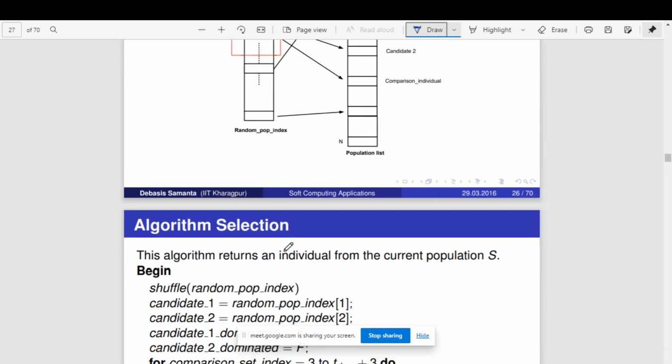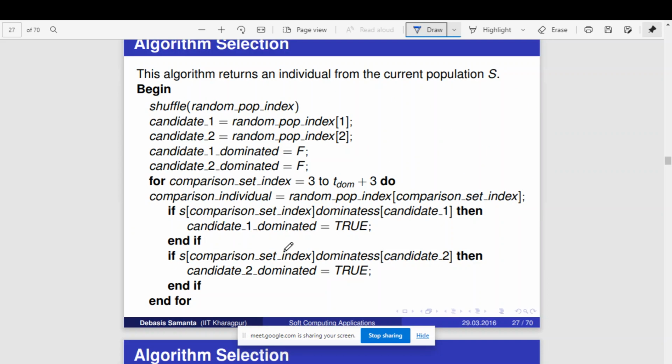Here this is represented as an algorithm. Let us go through this so that it will be more clear. The algorithm returns an individual from the current population, whoever is the winner. That is, we are selecting the fittest one for the mating pool. First, it shuffles the random population. The initial population is shuffled at random. There is a function shuffle which shuffles all the individuals in the population.